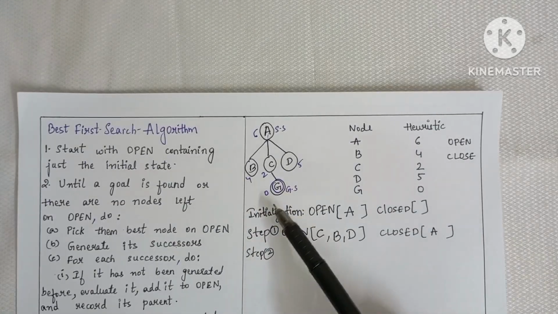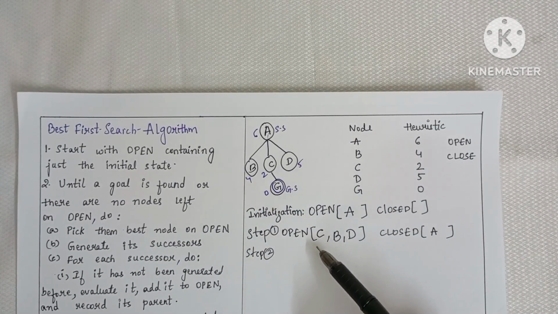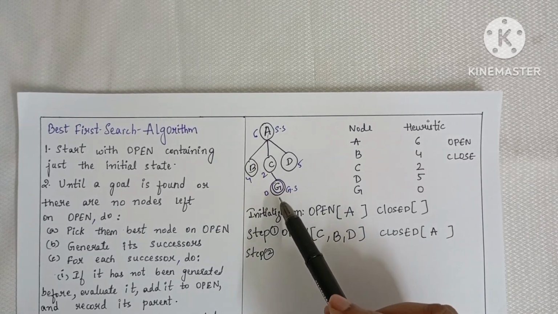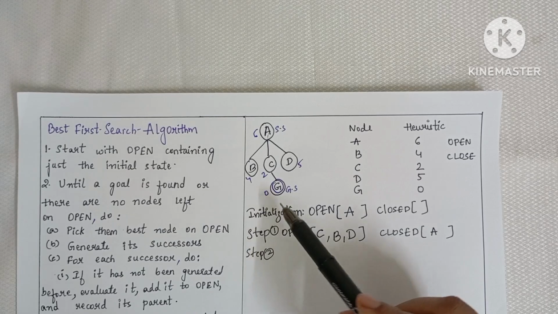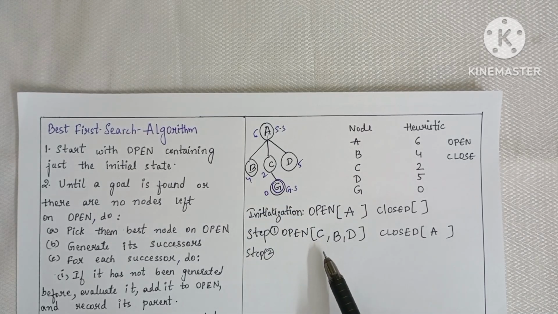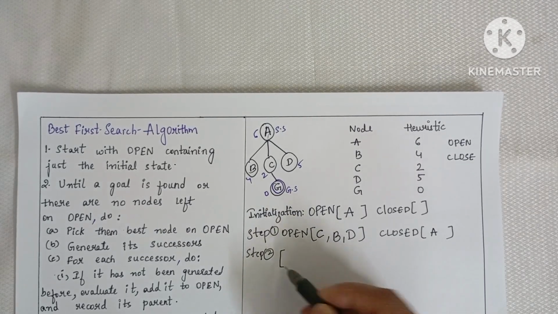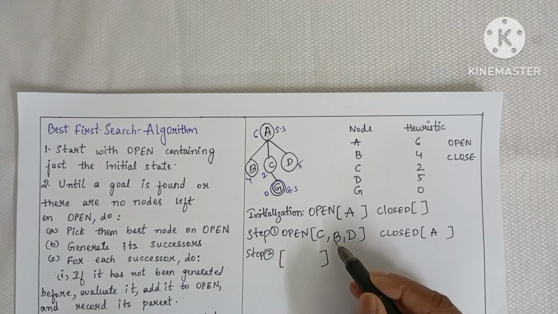Among these three, the lowest heuristic value is of C. So we have to explore C here. C from the open, and see how many successors C has. G is the only successor which C has. In the open list, B and D remain.